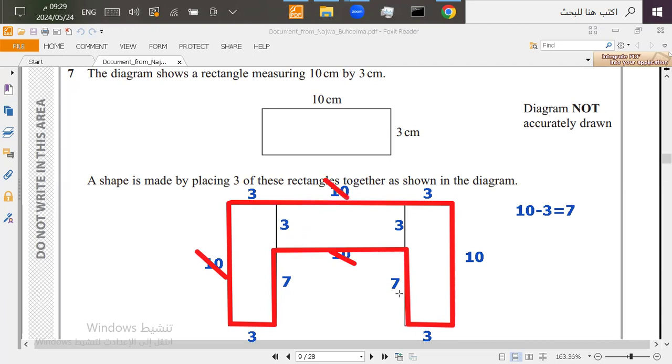And then 7 plus 3 is 10, so 40. And then another 10, 50. And there's a 10, 60. And then we have 3 and 3, it's 6. So the answer is 66. So after adding all of the lines, they're going to be 66. And because it's in centimeters, the answer should be in centimeters. So the perimeter of the shape is 66 centimeters.